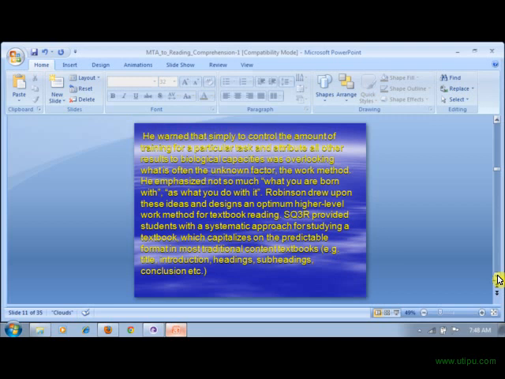SQ3R provided students with a systematic approach for studying a textbook, which capitalizes on the predictable format in most traditional content textbooks. Examples are the title, introduction, headings, subheadings, conclusion, etc.